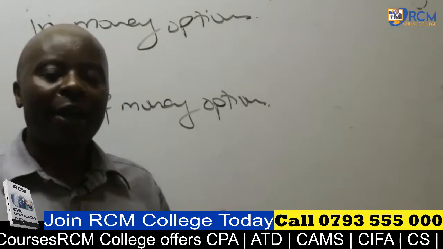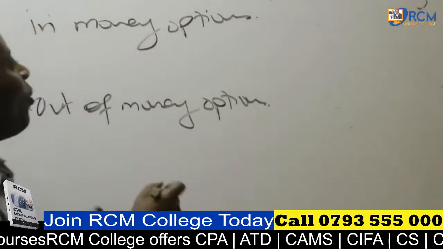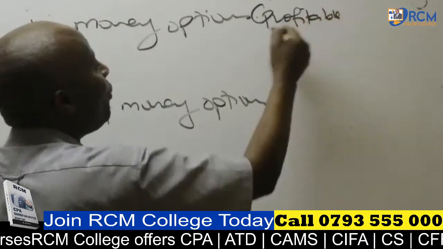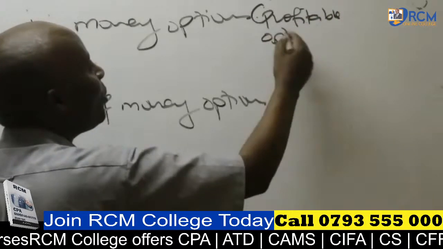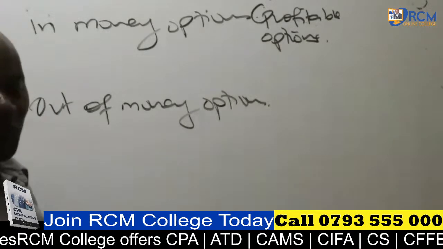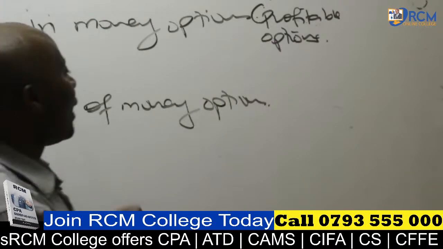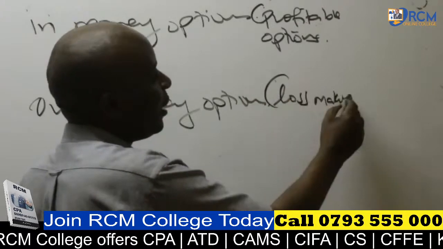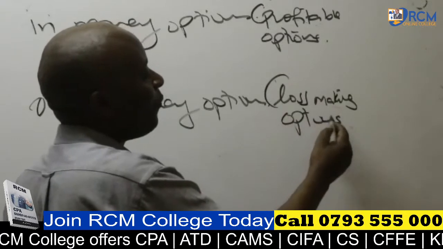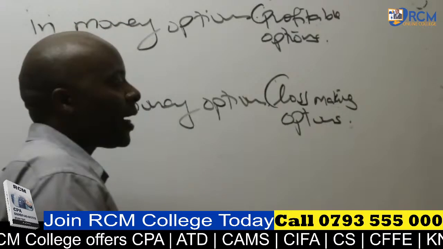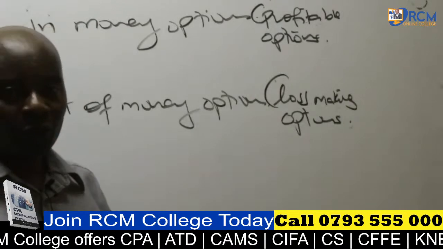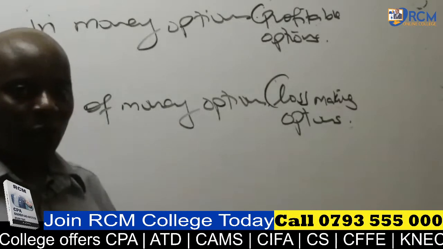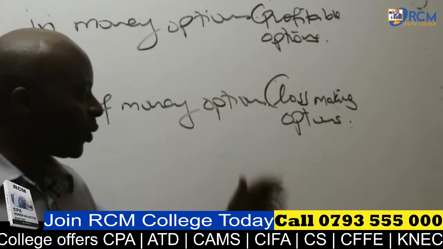are options that are profitable. If you exercise them today, you will make a profit. And then out of money options are, of course, loss-making. Loss-making options. And therefore, they are never exercisable. You can't exercise them. Remember, an option, you have an alternative. If I feel I'll make a loss, like this one here, then I'll not exercise.